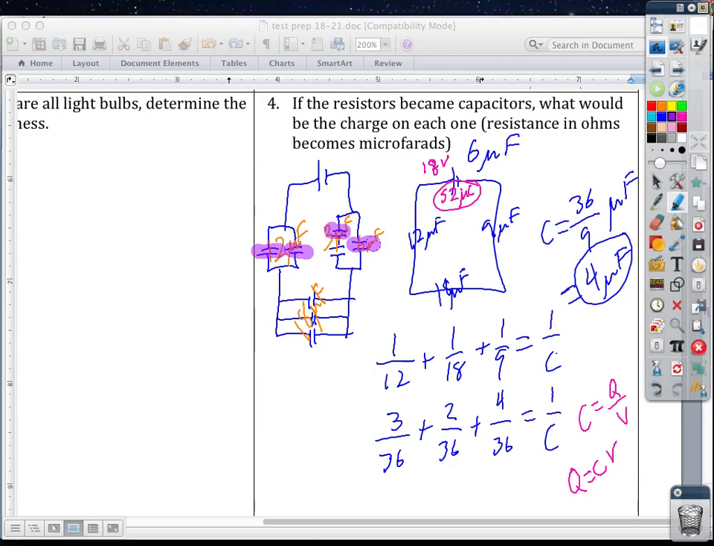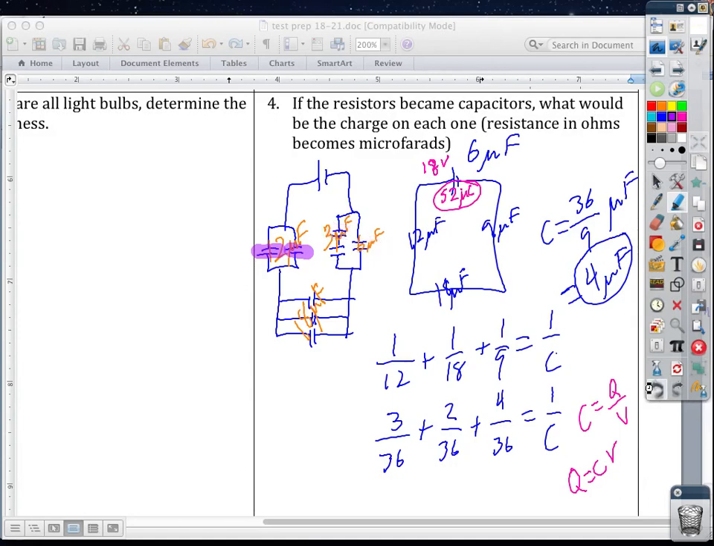Everything else just splits the charge amongst itself. This is why when you have capacitors in series, it's weird, because look, we have 12, then on the bottom we have 18, then over here we have 9. So which one determines what the capacitance is? They all do. That's why we have to invert it.